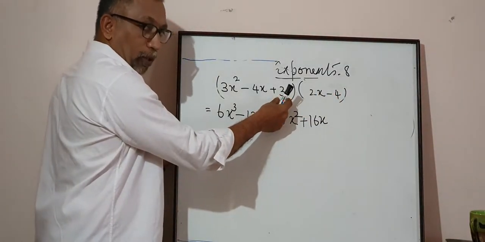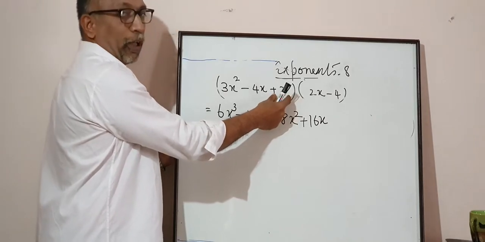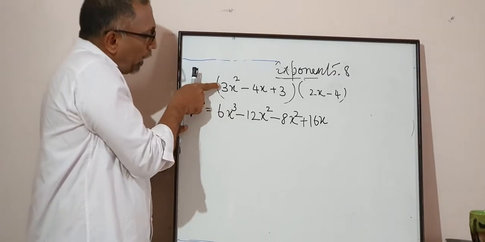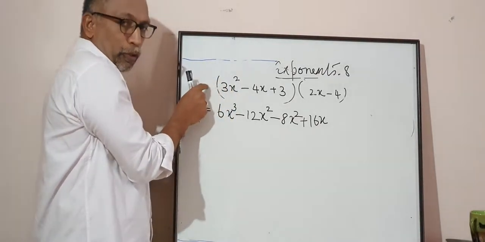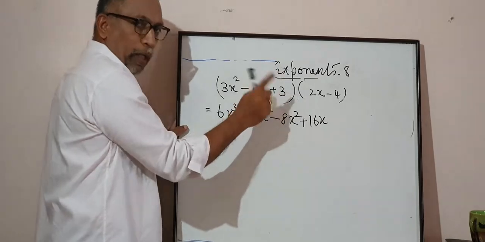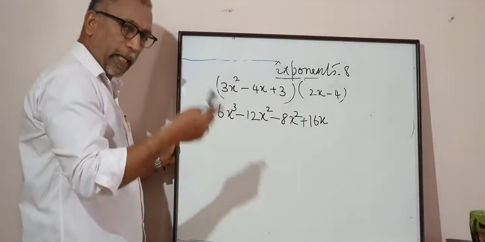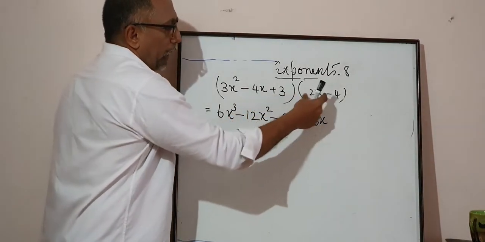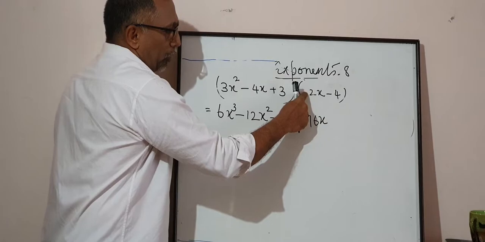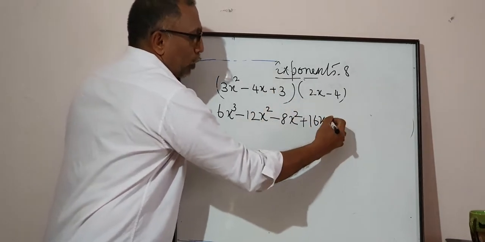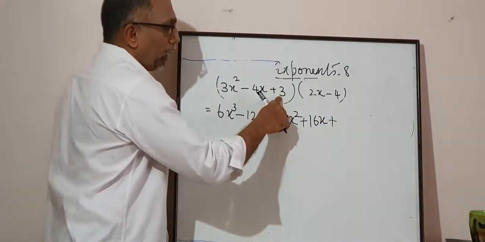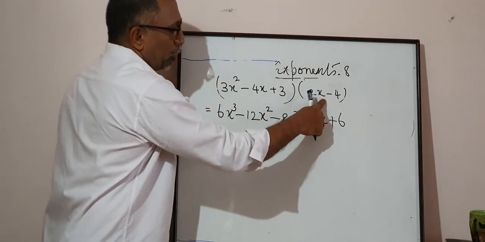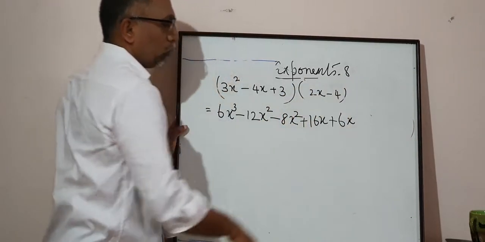Let's take 3. Is it negative 3? No, it is positive 3. Every time, the sign just before the term counts; here there is a positive, so you take that positive together. Each term has a sign in front of it. So plus 3 times plus 2x: positive and positive is positive. 3 times 2 is 6. Here no x, here x, so x times 1 is x alone.